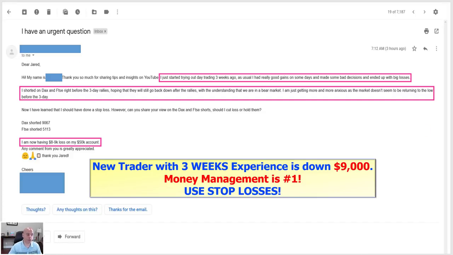I just got this a few days ago. I'm just going to read the pink part. I just started trying out day trading 3 weeks ago. That is key. I just started trying out day trading 3 weeks ago. Not 3 years ago, 3 weeks ago, okay?